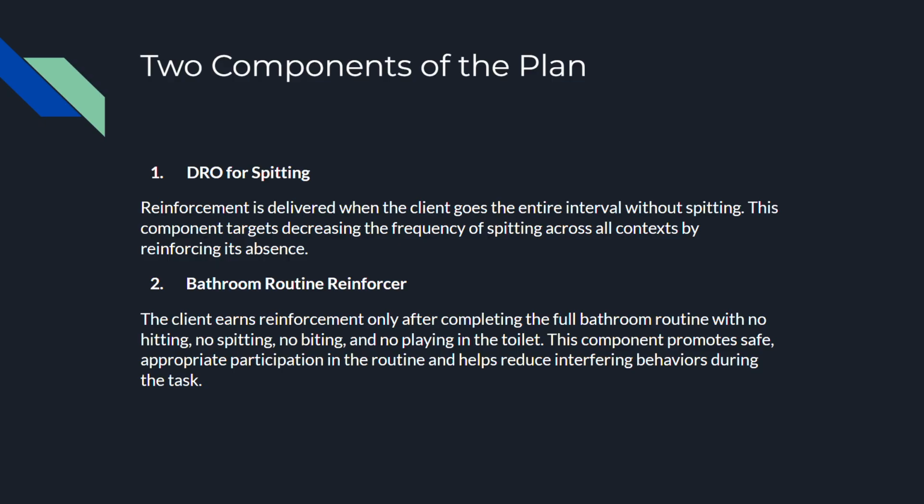So yeah, there's two main components of the plan. The first is the DRO for spitting. Reinforcement is going to be delivered as the client goes intervals without spitting. This component has the goal of decreasing the frequency of spitting across all contacts by reinforcing its absence.